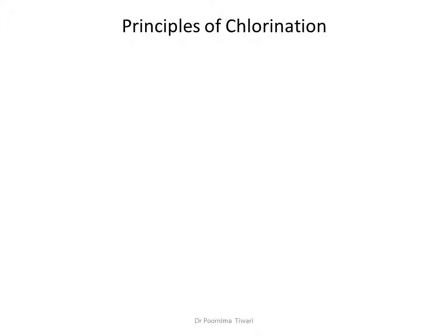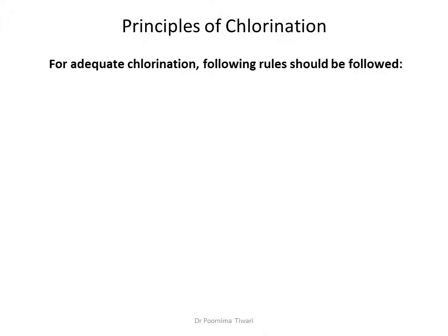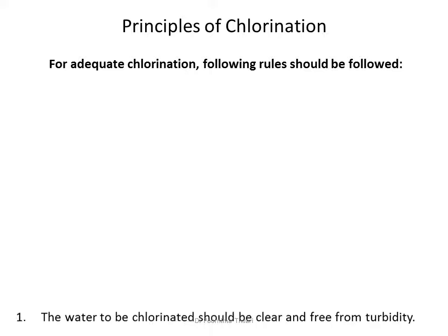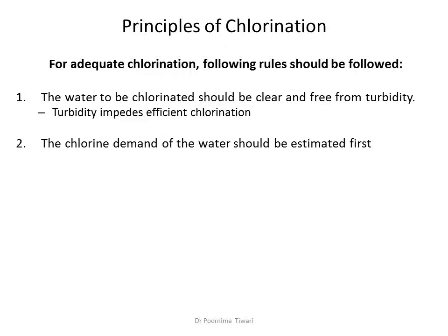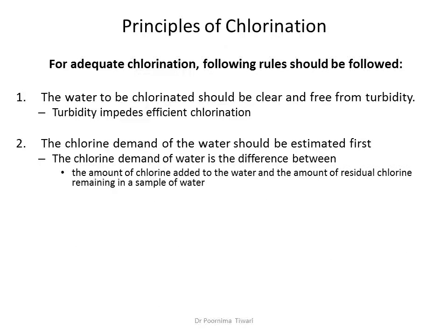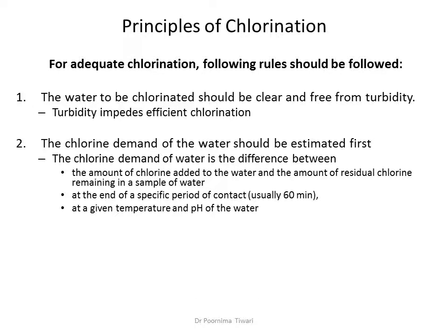Principles of chlorination. For adequate chlorination, the following rules should be followed. The water to be chlorinated should be clear and free from turbidity because turbidity impedes efficient chlorination. The chlorine demand of the water should be estimated first. What is chlorine demand? The chlorine demand of water is the difference between the amount of chlorine added to the water sample and the amount of residual chlorine remaining at the end of a specified period of contact, which is usually 60 minutes, at the given temperature and pH of water.